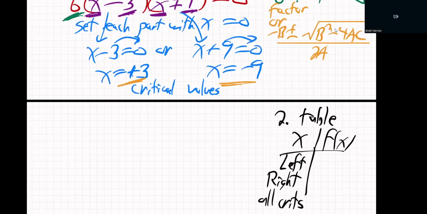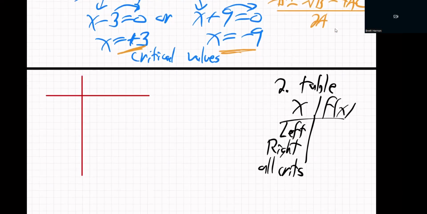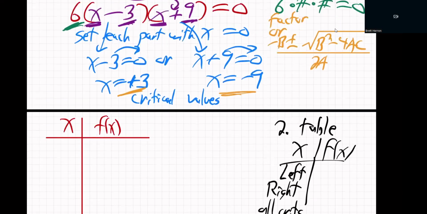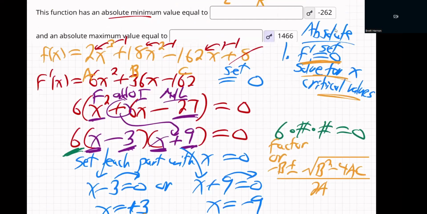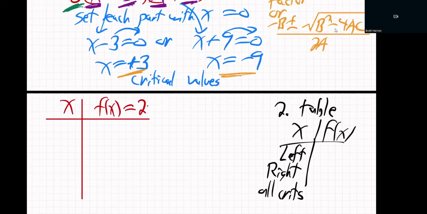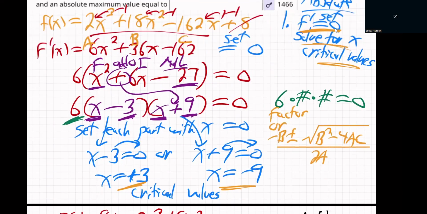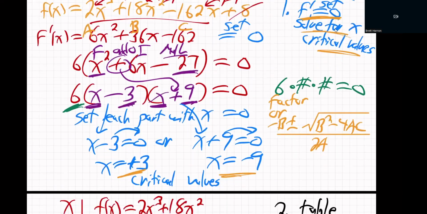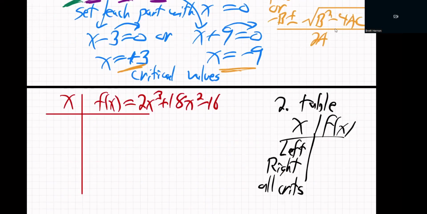So let's do that. I'm going to come over here, and I'm going to put x and I'm going to put f of x. Now, what is f of x? It's the original function, 2x cubed plus 18x squared, before we took the derivative, minus 162x plus 8.